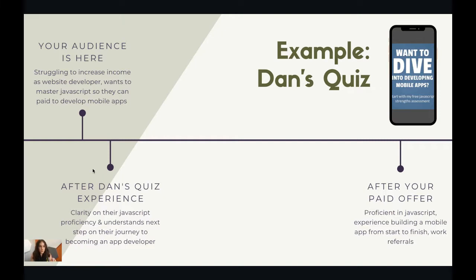Now, once people experience Dan's coaching program, they're proficient in JavaScript. They have experience building an app from start to finish, and they're also starting to get work referrals for app development jobs. Now, before they ever know about Dan, they are already developers, but they're developing websites specifically, and they're struggling to increase their income because there's a lot of website developers out there. So they want to master JavaScript so that they can get paid to develop mobile apps.